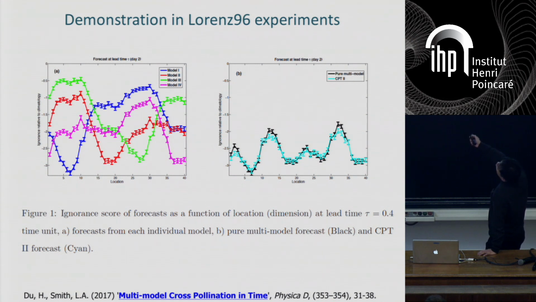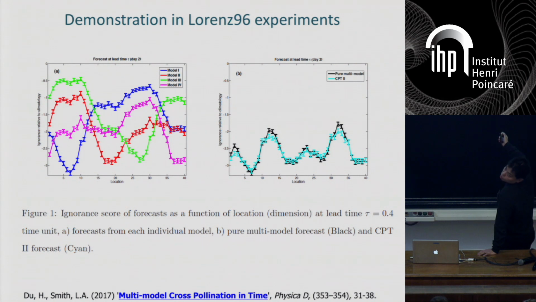We expect to see model 1 doing very well in the first quarter. The x-axis is just the locations for the 40 variables, right? Model 2 is very good in the second quarter, and model 3 in the third. This is what we expected because for model 1 the parameter was correct in the first quarter, and for model 2 the F is correct in the second quarter. Right?